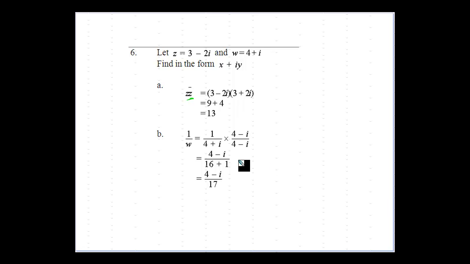Okay, so there's some examples of what happens with arithmetic of complex numbers. We'll do some problems during the week, and hopefully we'll start to get very confident with all this work.